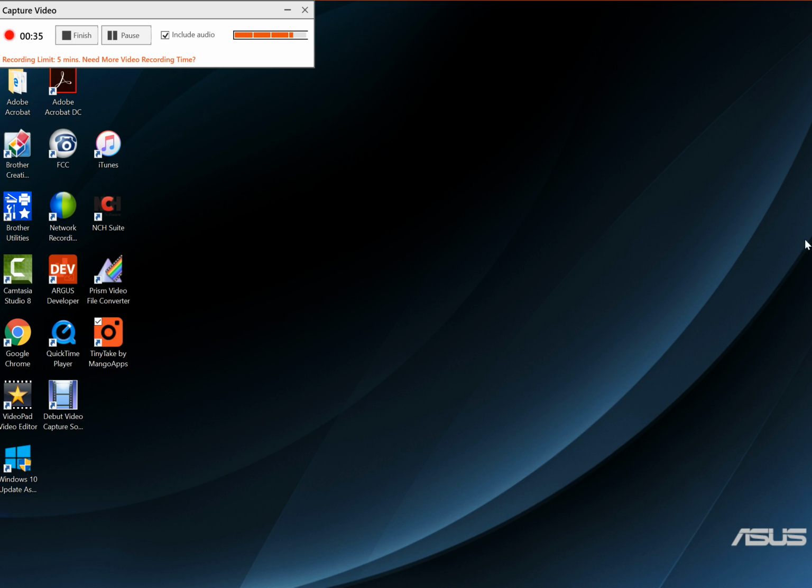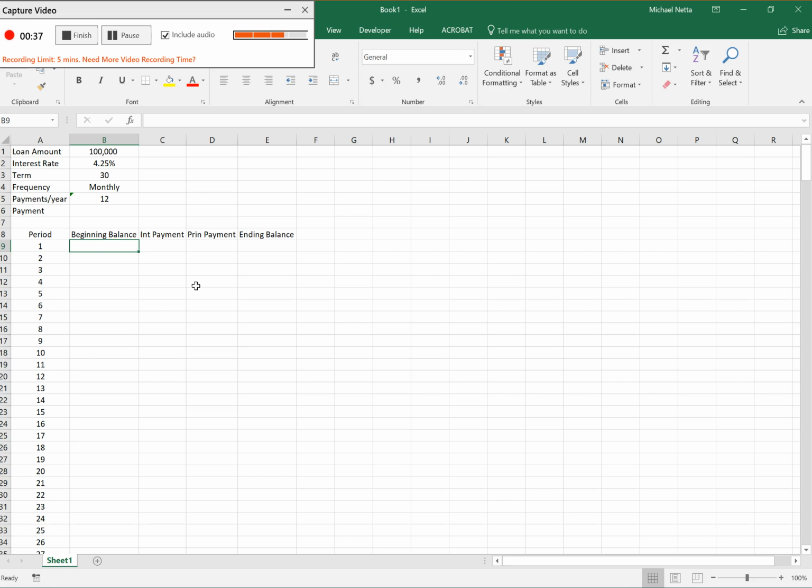So what we're going to do is open Excel, and we're going to go over some of the variables to create a loan amortization schedule. First variable is the loan amount. This is the amount that the bank lends you. Let's start off with $100,000.